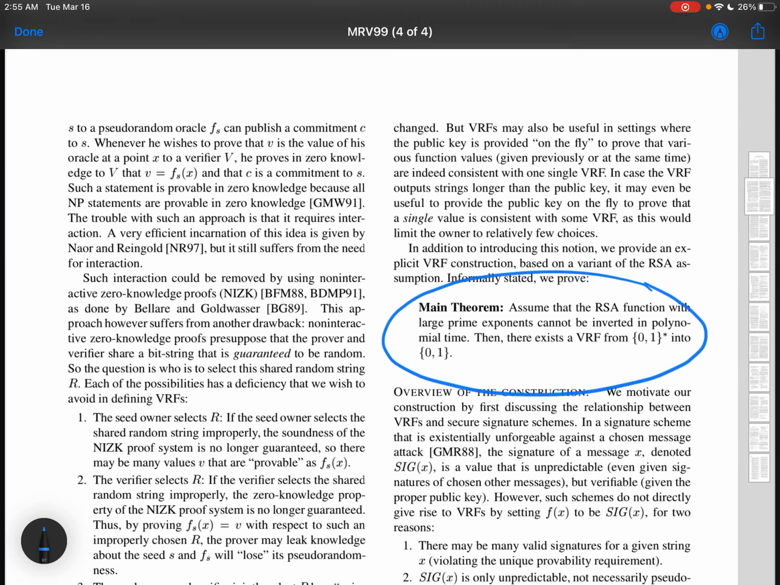Apparently the very first construction of VRFs is based on the hardness of RSA. This is in contrast to future results that are based on bilinear maps over groups, and those actually use a variant of the Diffie-Hellman assumption. So it's interesting to know that VRFs can be constructed from more than one hardness assumption.